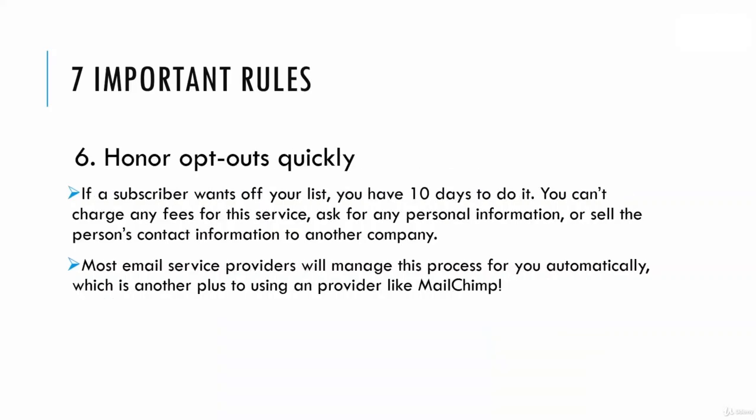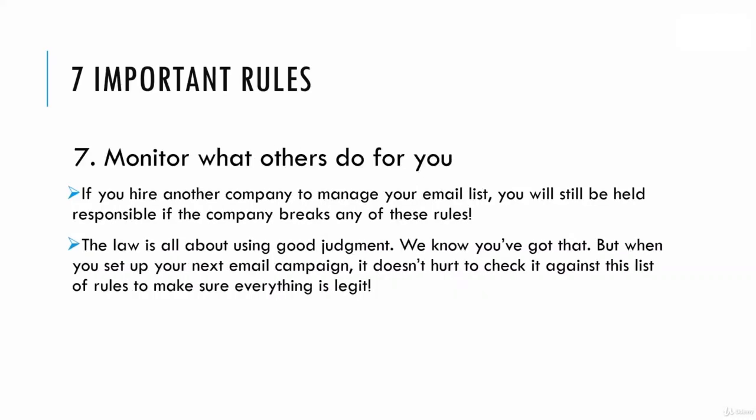Number 6, honor your opt-outs quickly. If a subscriber wants off your list, you have 10 days to do it. You can't charge any fees for the service, ask for any personal information, or sell that person's contact info to another company. Most email service providers will manage this process for you automatically, which is another plus to using a provider like MailChimp. And finally, number 7, monitor what others do for you.